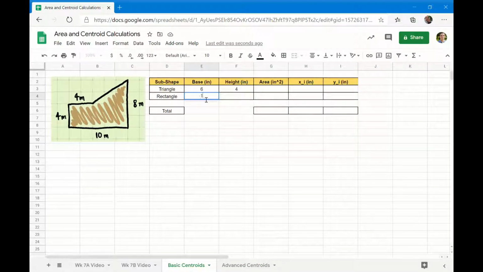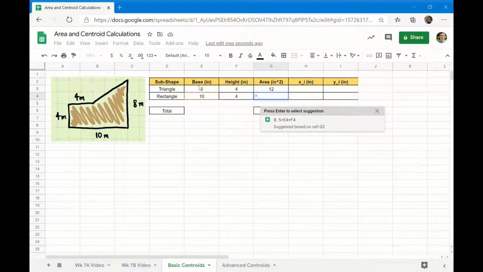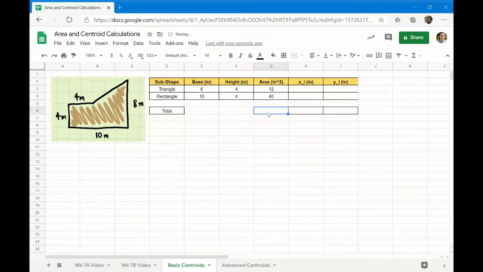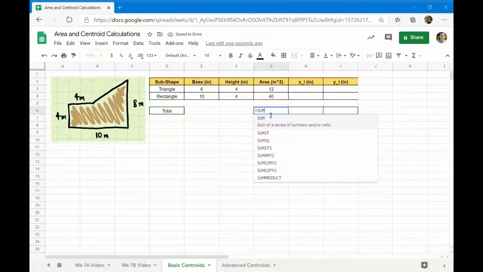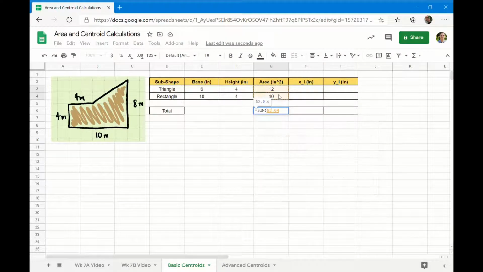Alright, the rectangle has a base of 10, that's pretty straightforward, and has a height of 4, also very straightforward. Area calculation equals 0.5 times base times height. That's the basic formula for a triangle, and we get the preview of the answer hovering right there, 12. Enter. Alright, for the rectangle, equals, I'm not going to use the suggestion because it's a rectangle, not a triangle. It's simply base times height. And then for my sum, I think I will use the sum formula, even though there are only 2 elements in there, but that's fine. We like it. We get a preview of the answer, 52.